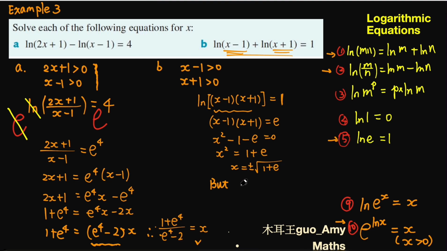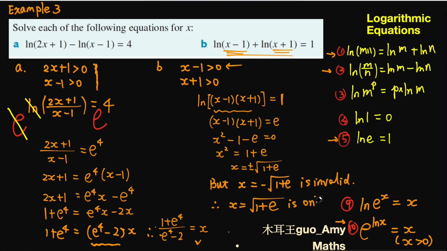Here we have to check negative root of 1 plus e. This value will not satisfy the condition. Therefore, this one is invalid, and the positive root is the only solution.